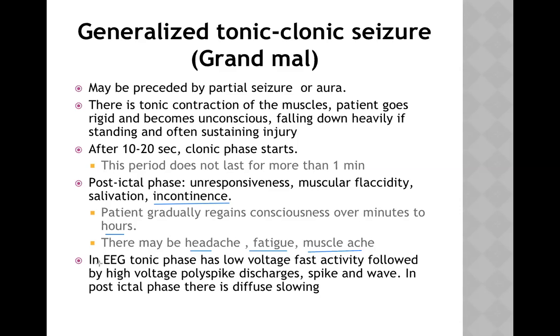Now, if we do EEG, electroencephalogram, this is one of the investigations. The tonic phase has low voltage, fast activity, followed by high voltage polyspike discharge. Sometimes there may be spike and wave as well. This is done with the help of EEG. So EEG can be one of the important investigations in seizure disorder.